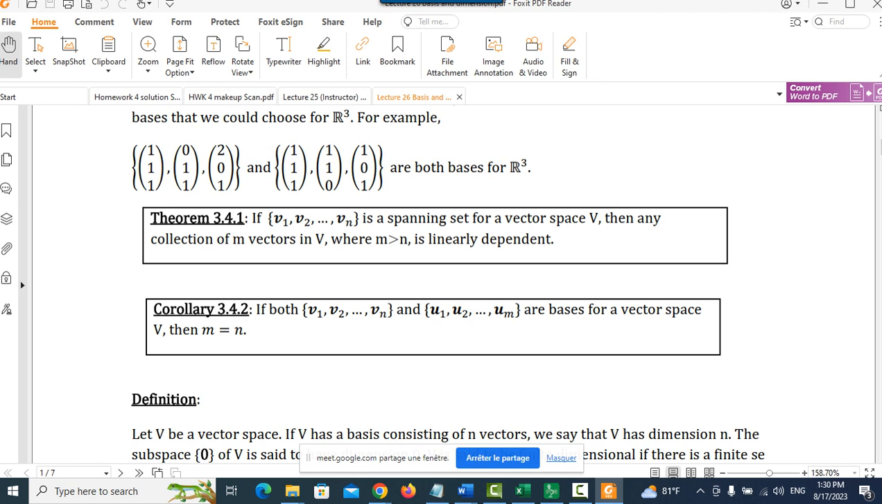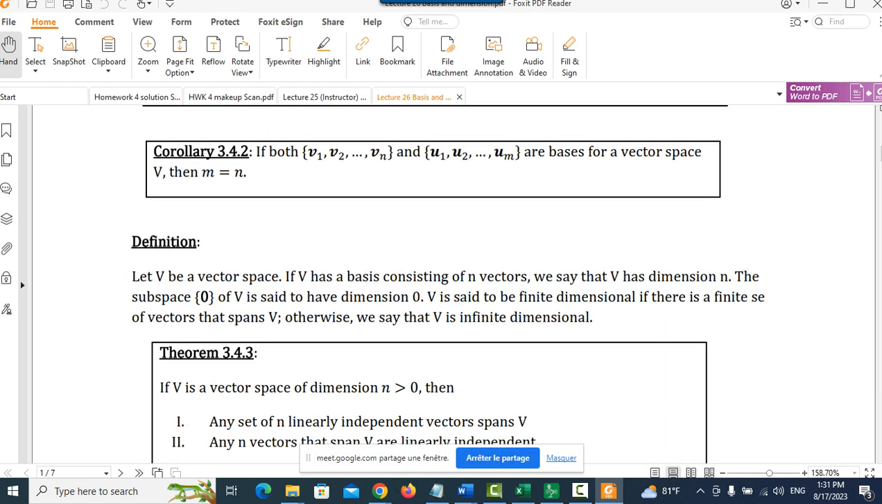Corollary: suppose that v1 all the way to vn and u1 all the way to um are both bases for a vector space. As a result, if this one is a basis, this one is also a basis. That means the number of vectors in both sets is the same. Here I have n vectors, here I have m vectors, so m is equal to n.